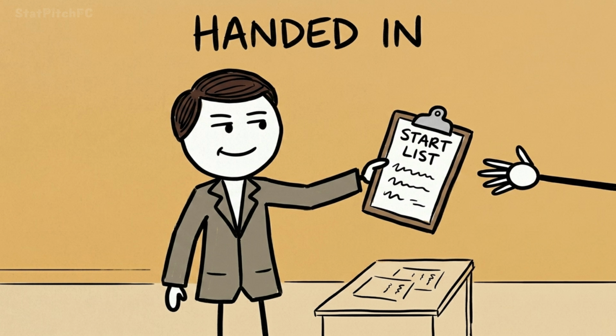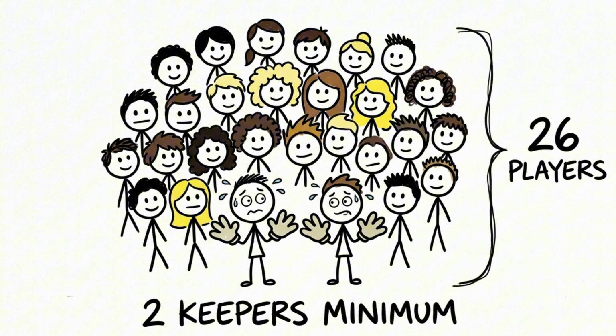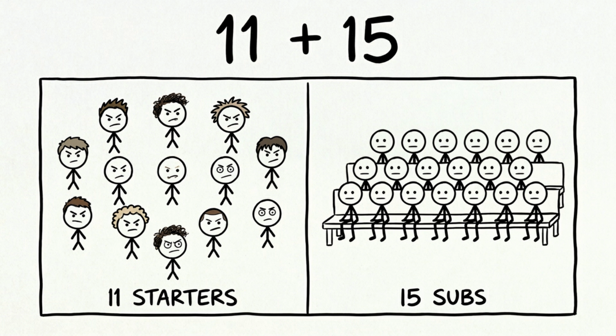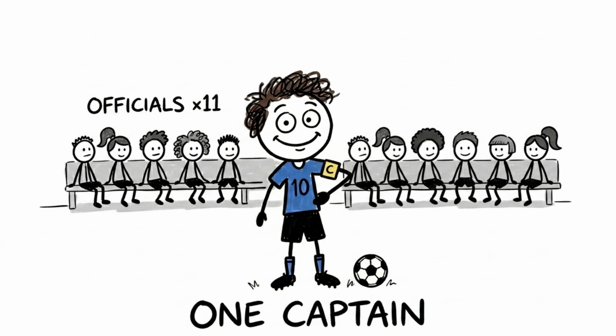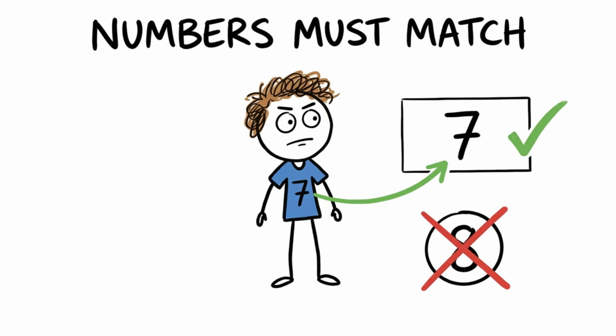The start list is the official roster a team hands in before every World Cup match. It's drawn from a pool of 26 eligible players, at least 2 of them goalkeepers, because someone has to volunteer for that. From those, you name 11 starters and up to 15 substitutes. 1 captain clearly marked, up to 11 officials allowed on the bench. The shirt numbers on the form have to match the shirts on the bodies, no exceptions.